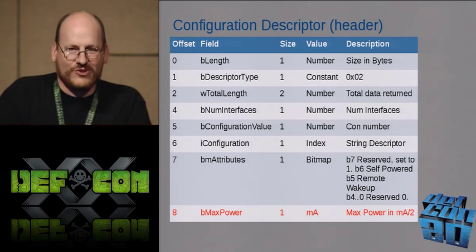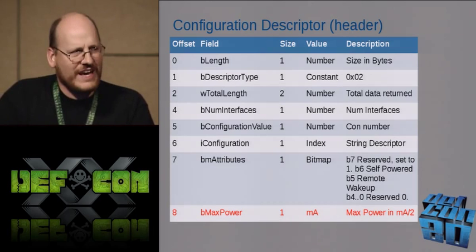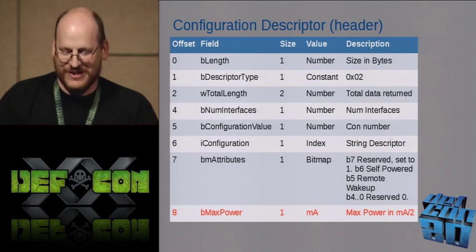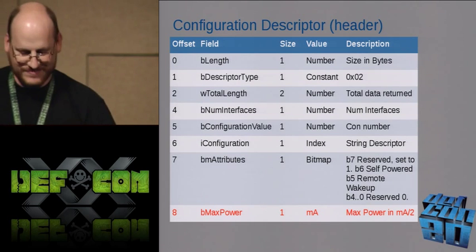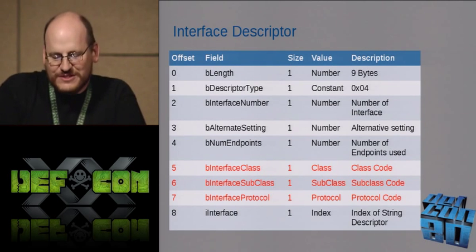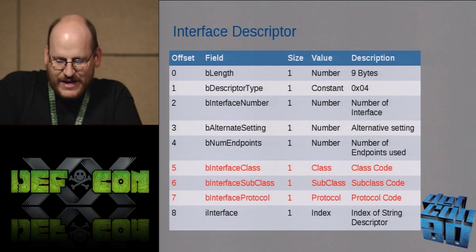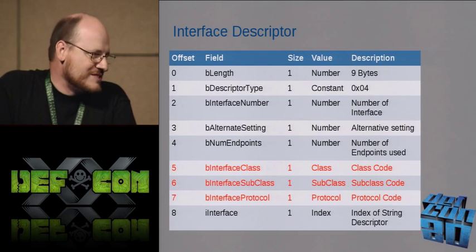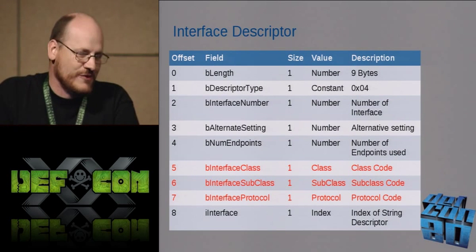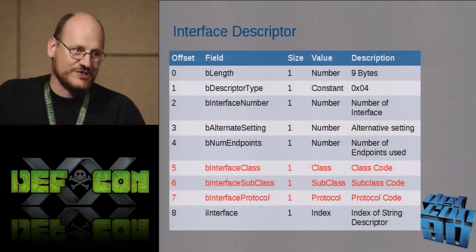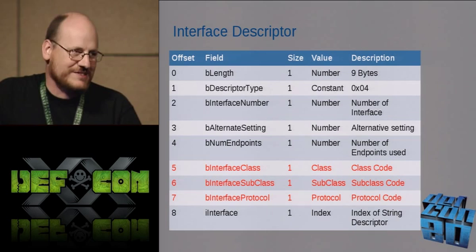So don't get lazy and get all gung-ho and say, yeah, I think I need a watt of power, or 5 watts of power here. No, don't do that. Just a little tip. Then we get an interface descriptor. And again, in the interface descriptor, we can have the class, subclass, and protocol. If we had zeros in the earlier descriptors, then we eventually do have to say what kind of device this is.